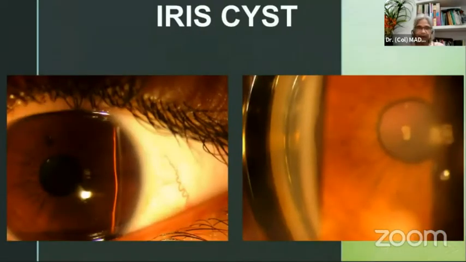So this is an angle before PI and after PI. Again, after PI, when we do the gonioscopy, we really get to see how much is synechial and how much is appositional, and will we need drugs or will we need surgery for this patient. Then coming to iris cyst, these bumps look like lumps in the anterior chamber angle. They don't really bother you unless there are too many of them.